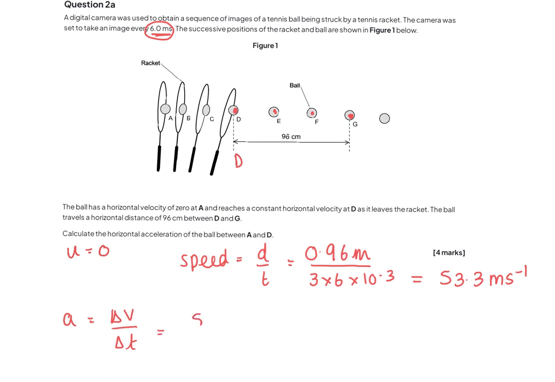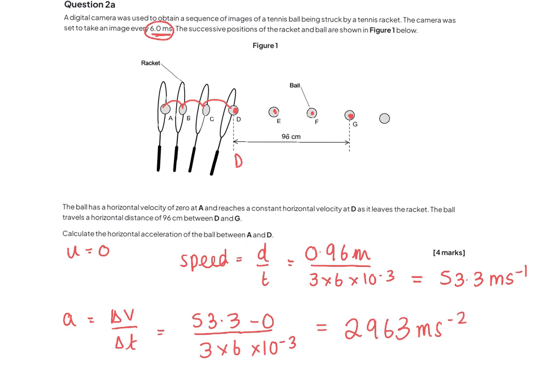So our change in velocity is just going to be our 53.3. Technically, we would need to take away our initial velocity, which is 0, and then we're going to divide it by the total time, which, similar to our last question, is going to be between A and D. We've got 4 different images, but that's only 1, 2, 3 different time gaps. It's going to be 3 times 6 times 10 to the negative 3, exactly the same time as we used for the first one. And you're going to get 2963 meters per second squared because it's acceleration.